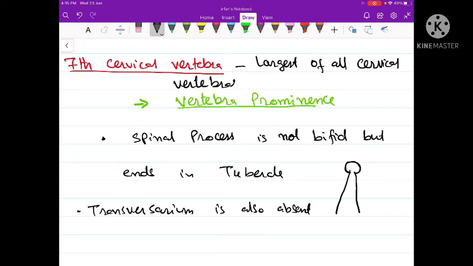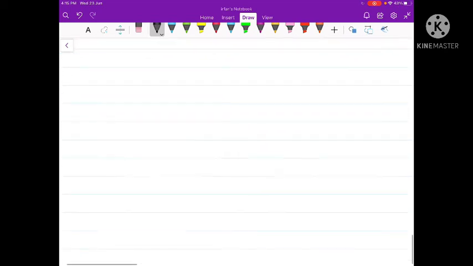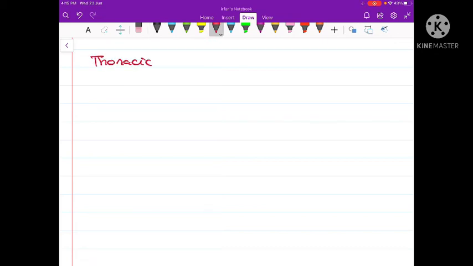Now let us talk about the other vertebrae. The second type of the vertebrae that is present in our case are the thoracic vertebrae. Thoracic vertebrae are those vertebrae which are present in our thorax. We have 12 thoracic vertebrae. And these 12 thoracic vertebrae will have the typical structure as that of a typical vertebra.